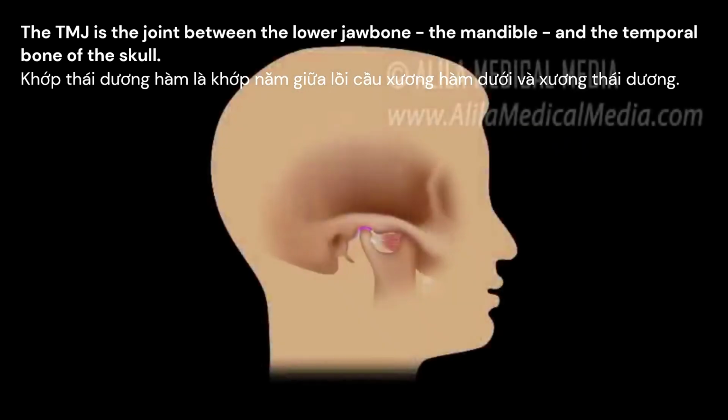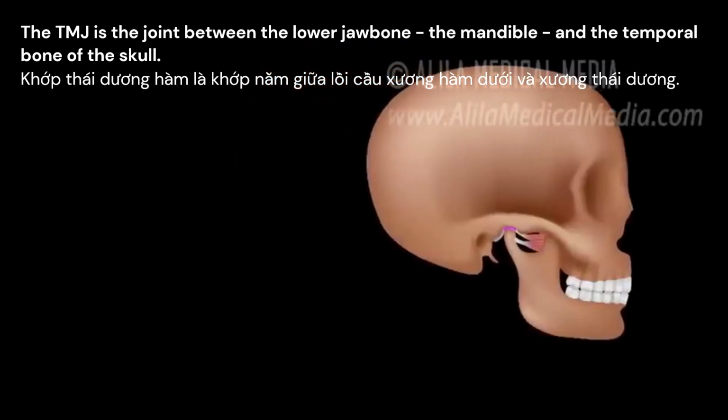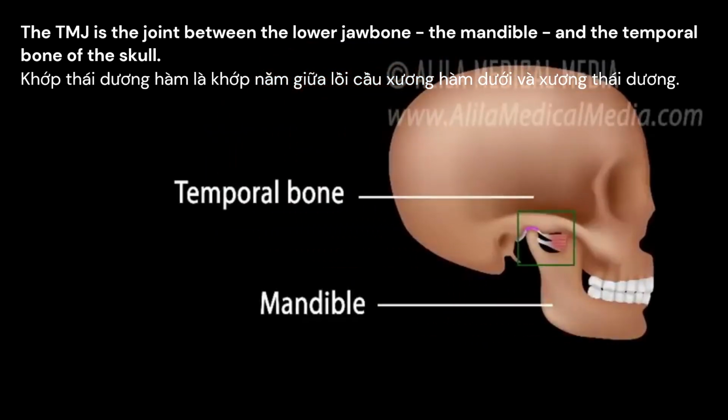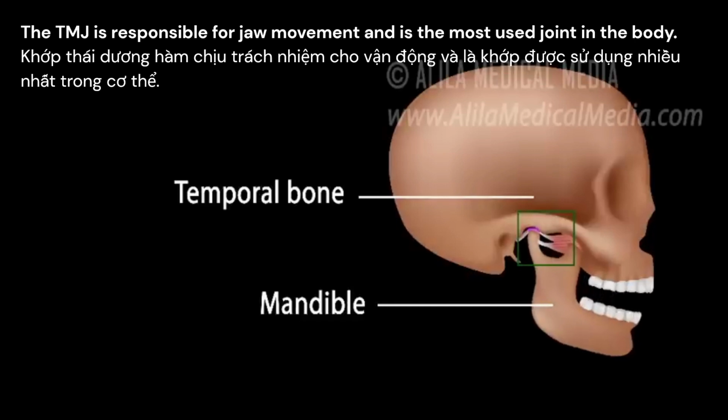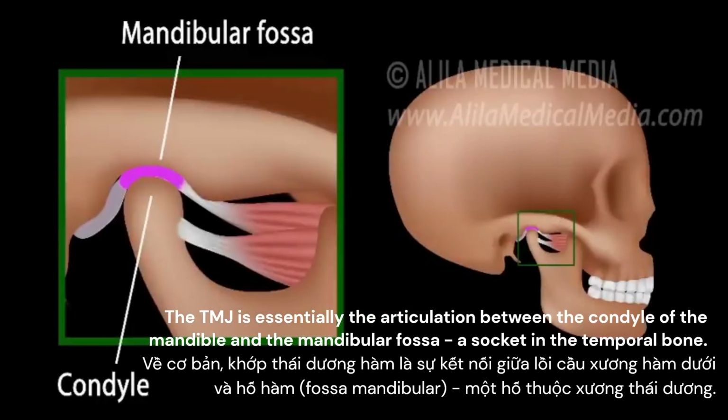The temporomandibular joint, the TMJ, is the joint between the lower jawbone, the mandible, and the temporal bone of the skull. The TMJ is responsible for jaw movement and is the most used joint in the body.